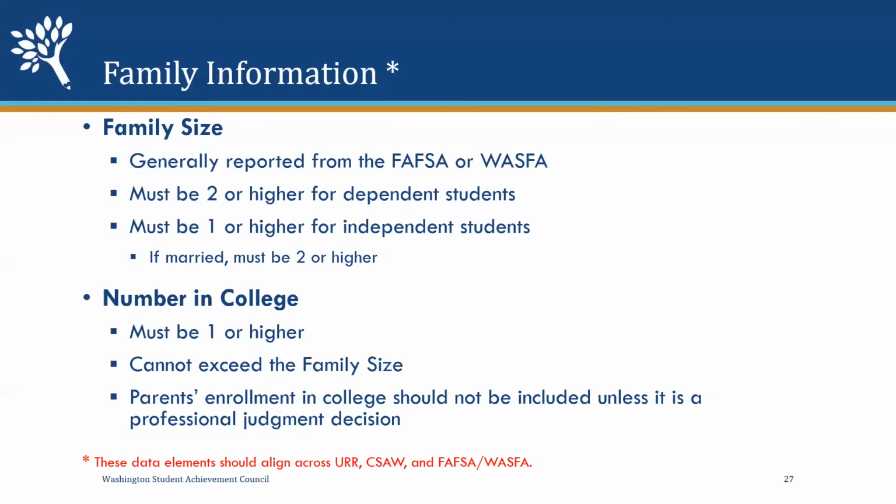Family information, family size. If they're dependents, they should have a family size of 2 or higher. If they're independent, it should be 1 or higher. Number in college must be at least 1, and it can't exceed the family size. We get this pretty frequently, believe it or not. And parents' enrollment in college should not be included unless it's a professional judgment decision. And really, we're looking again for all of these fields to align across the unit record, Seesaw, and the FAFSA or WSFA.